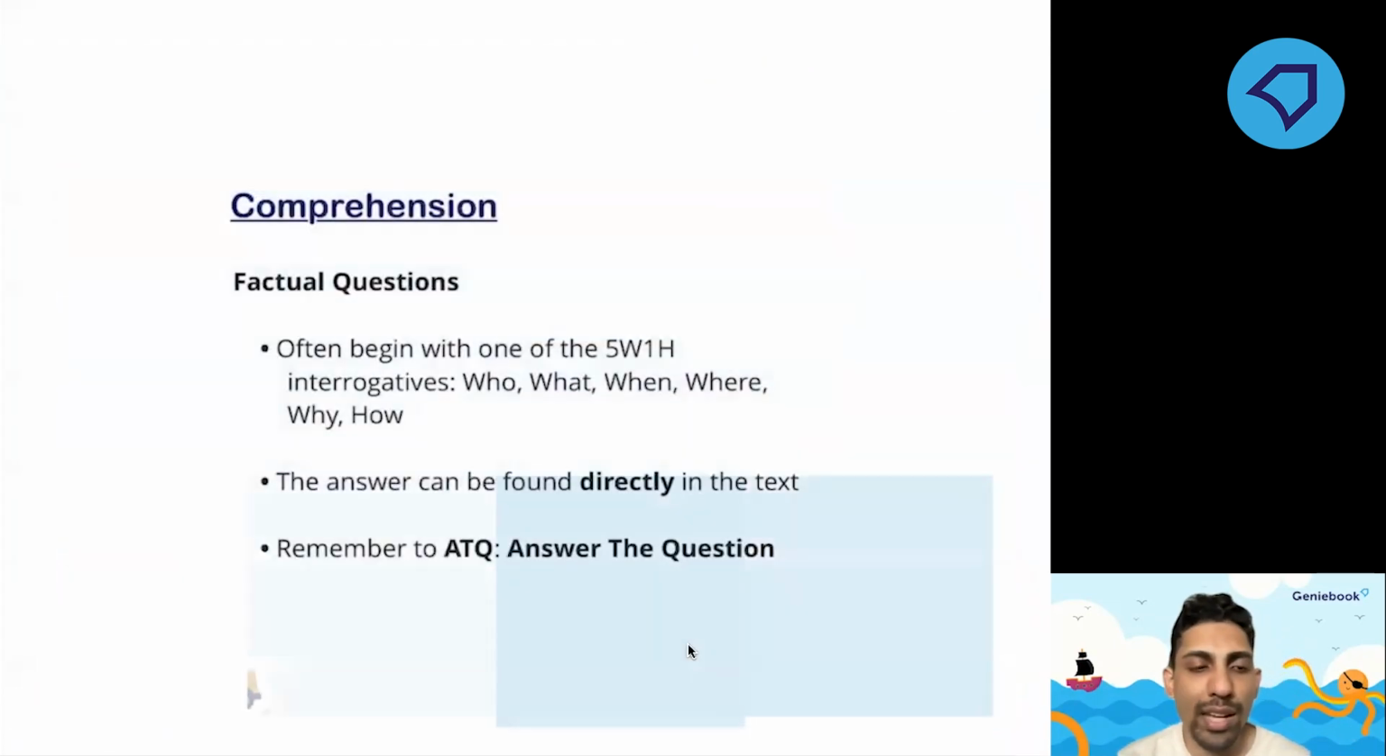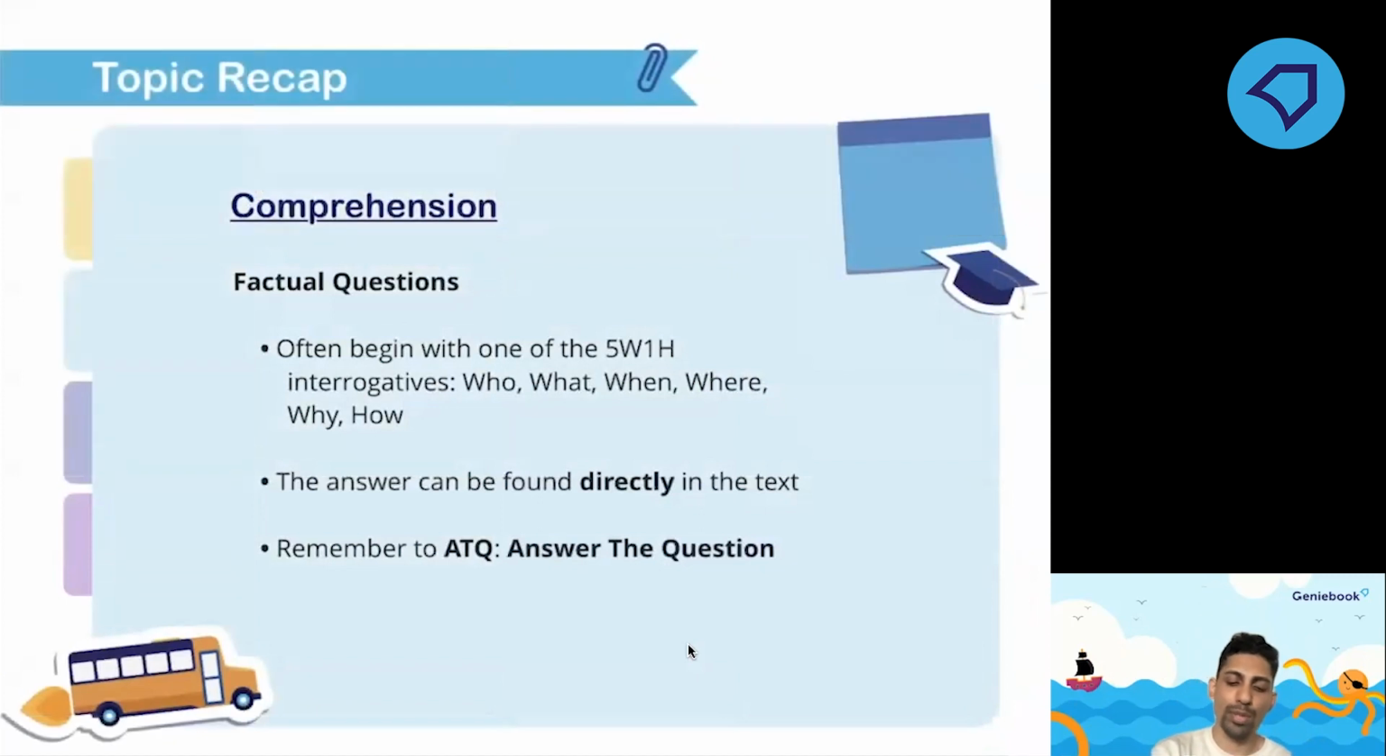Quick recap. Last week we talked about comprehension and a very specific subtopic. We talked about factual questions, right? What I told you is that factual questions often begin with one of these words: who, what, when, where, why, how. 1, 2, 3, 4, 5. 5 W's, 1 H. The word which is usually used for the vocabulary in context questions, right?